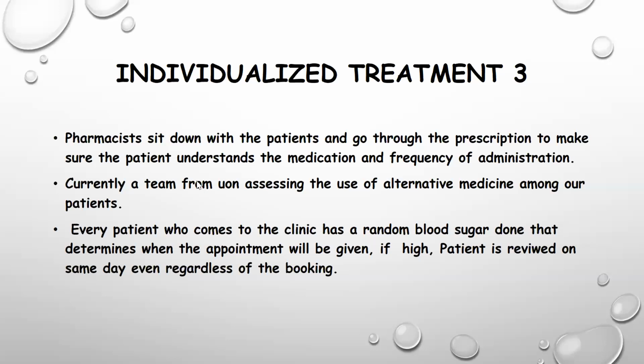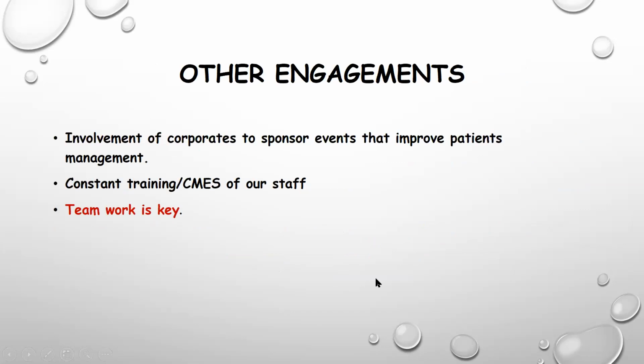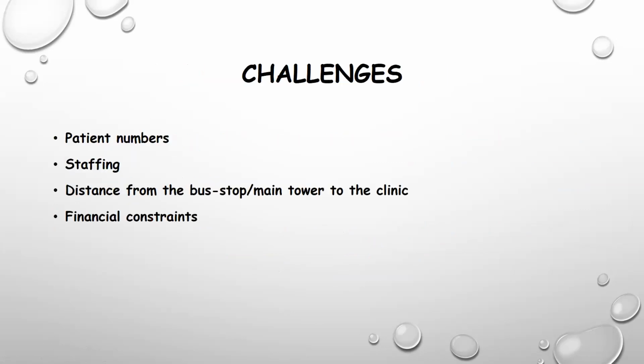And as has already been said, every patient who comes to the clinic has a random blood sugar taken, and that will determine the appointment that will be given. And if the patient is high risk, they are reviewed the same day. Other engagements are that we involve other corporates who donate glucometers for us, and we're able to donate to our patients so that they can monitor their sugar control. We have constant training for our staff, CMEs, and the key thing is that we have to have teamwork so that we're able to put the patient at the center, because that is why we're there and we want them to have good control.